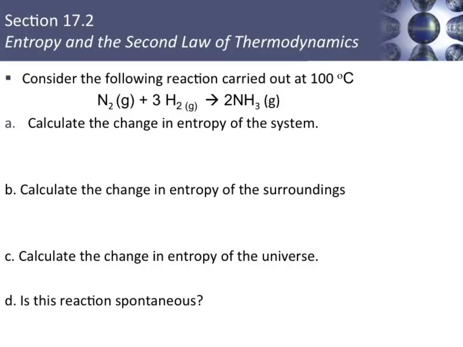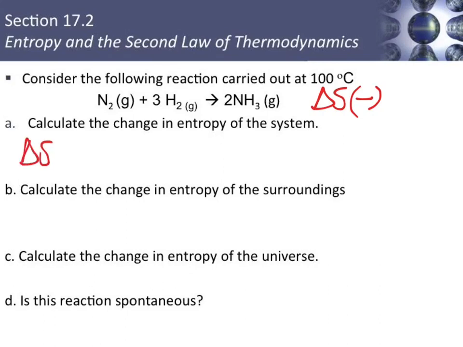This one you're going to have to use your tables at the back. So first of all, let's make a prediction. What do you think the delta S is going to be based on the reaction? How many moles of gas do we have total as reactants? 4. And we go down to how many moles? 2. So we're going to hopefully have an S that is negative. So let's go find out.